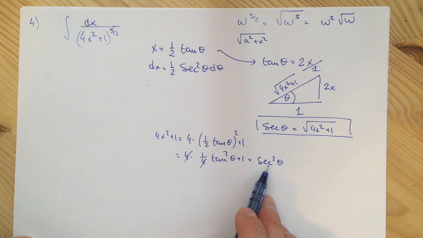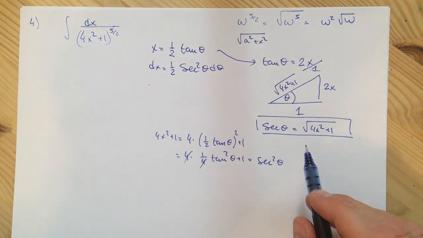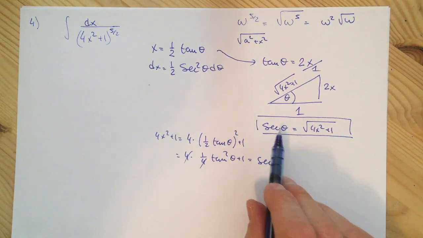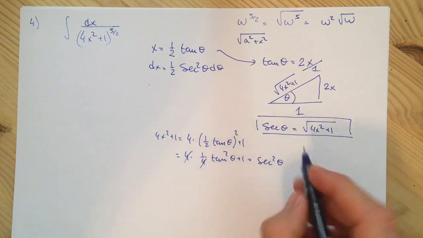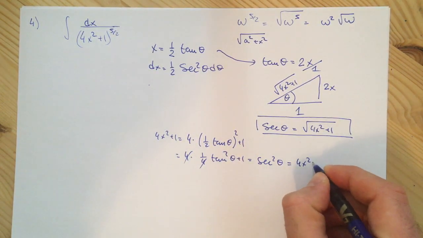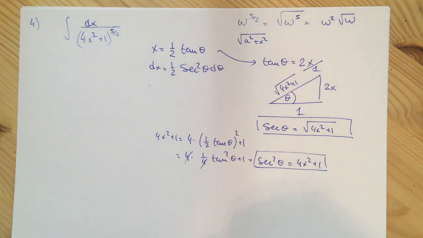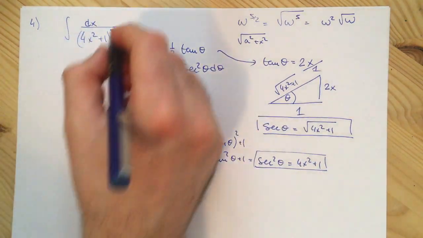I think I have a mistake here. Sorry, yes, it's correct, because if you square both sides here, you're going to have that secant squared is equal to 4x squared plus 1. Exactly what I needed. Okay? So let us now apply the substitution.